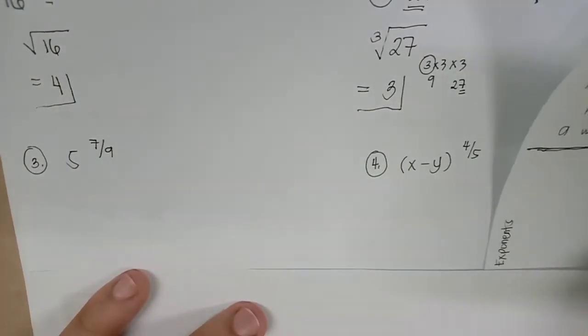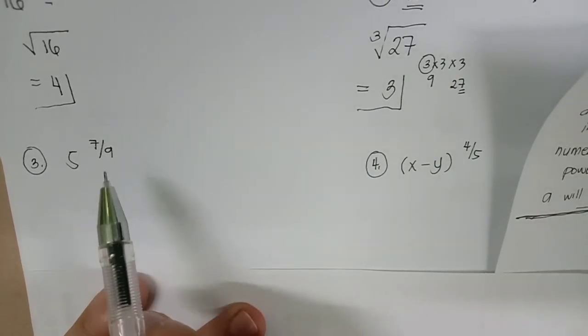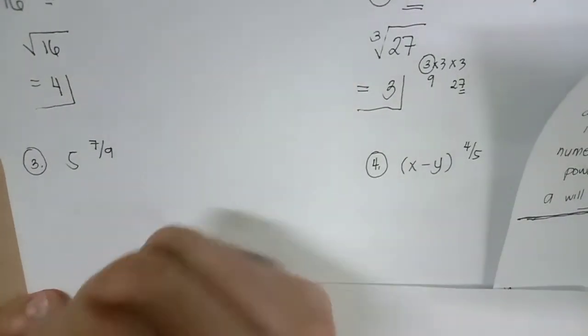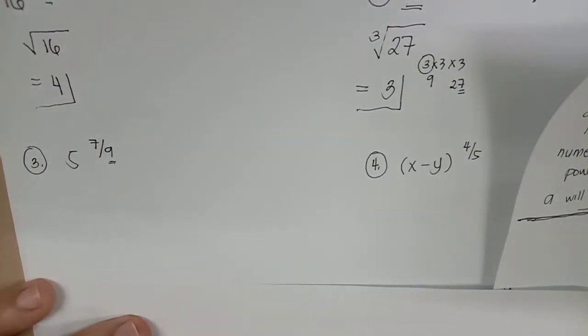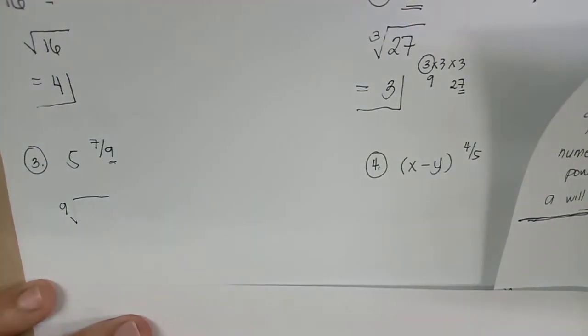Alright. So, we have this one. Okay, so we have 5 raised to 7 over 9. So, using yung format na meron tayo, we have n, which is the denominator, will be the index, which is 9. Radical sign. Okay.